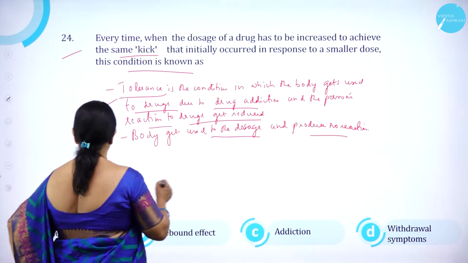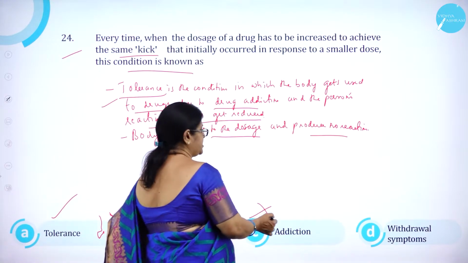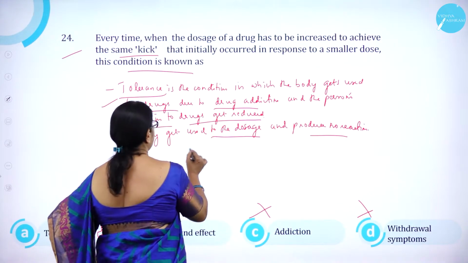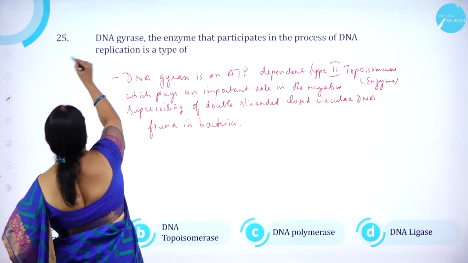So option A, tolerance, is correct. Option B, rebound effect, is wrong. Option C, addiction, is wrong. Option D, withdrawal, is wrong. So option A is correct. Moving on to question number 25.